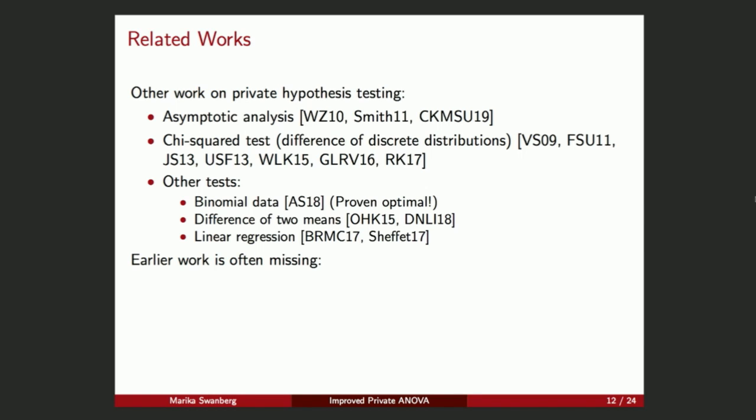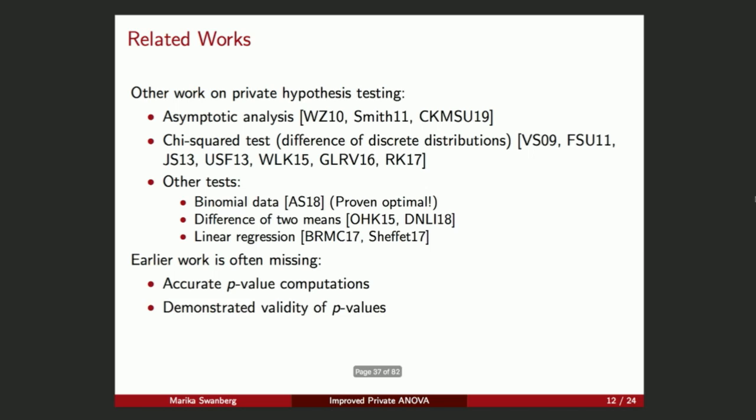to hypothesis testing. So one thing is some of them omit accurate p-value computations, which is really important both for usability and usability in the field. So if I'm a researcher and want to publish some result, if I don't have a p-value, I'm not going to be able to say much about my data. And we also need to see that the p-values are actually valid so that they follow a uniform distribution under the null hypothesis.